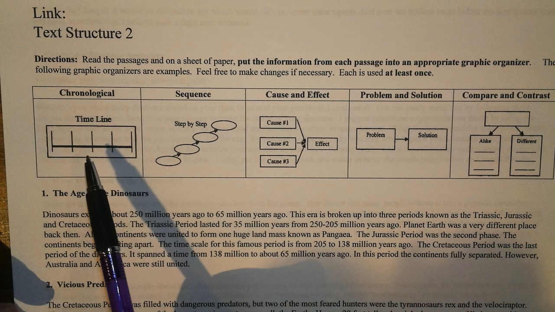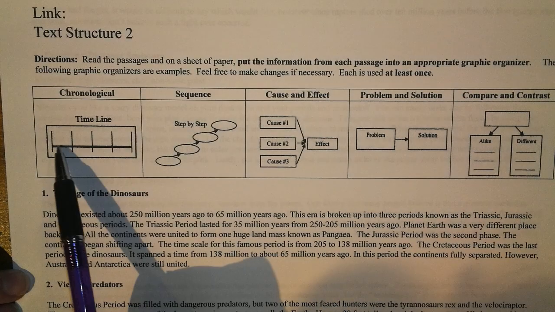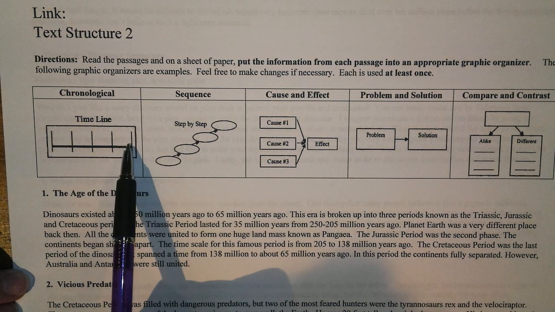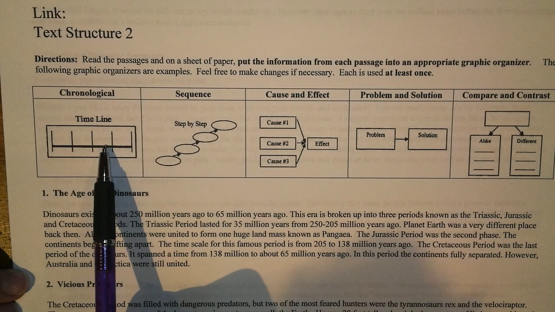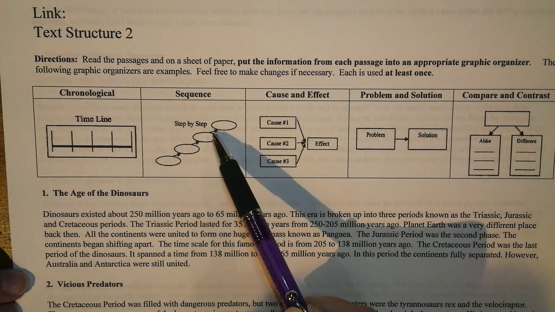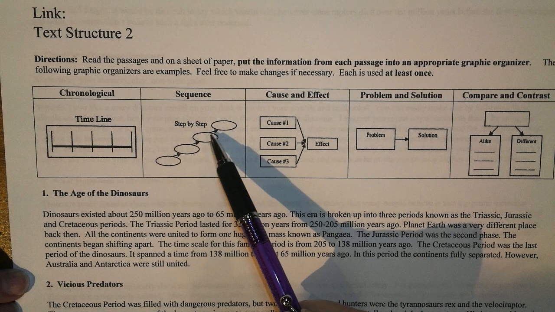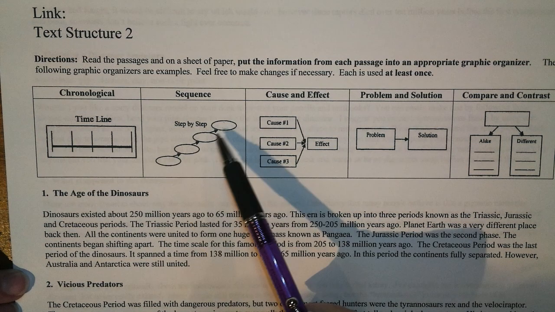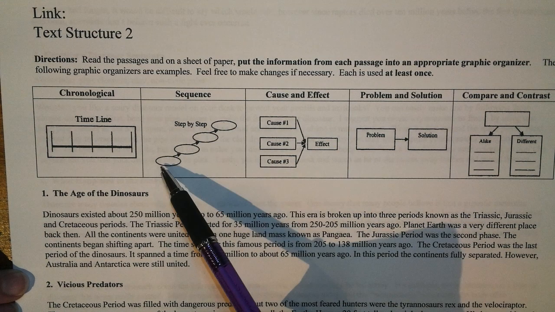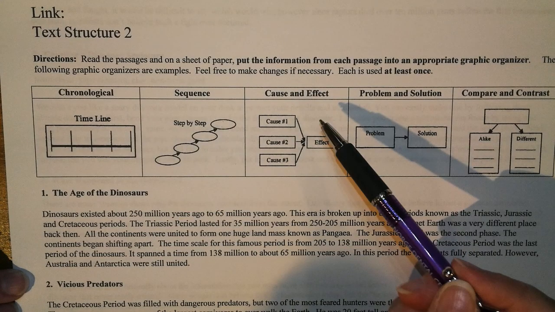Chronological tells things in time order. So if you're seeing something that's given a lot of dates, it's usually chronological. Sequence, if you remember, I did how to make bread. A lot of you did one of your favorite recipes. That's a step-by-step instruction.